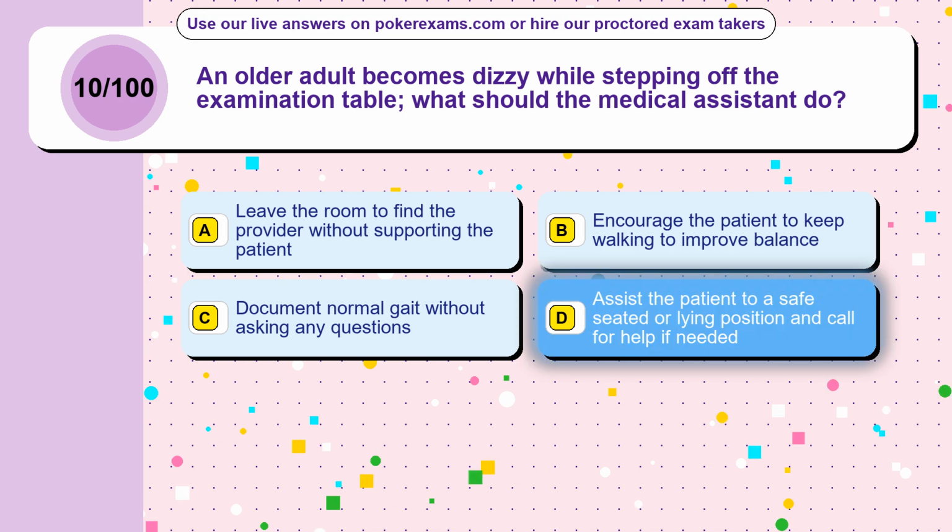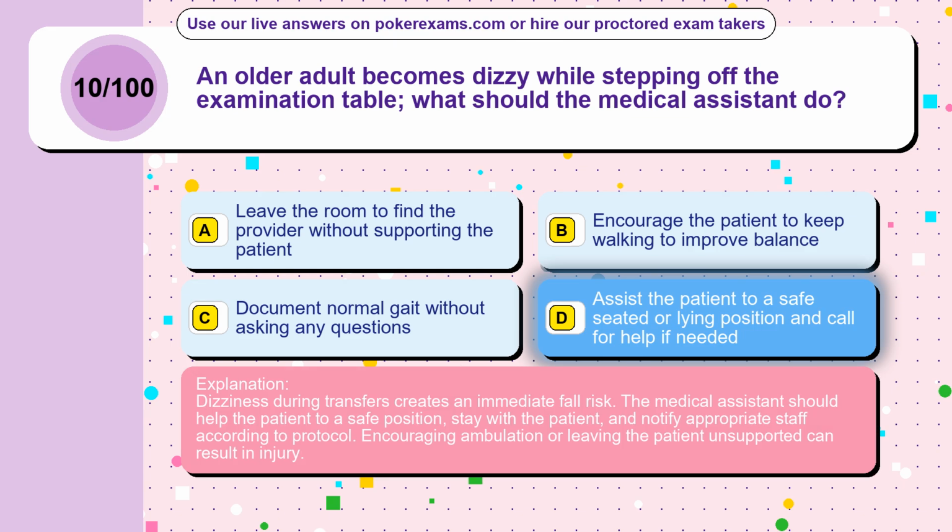The correct answer is option D, assist the patient to a safe seated or lying position and call for help if needed. Dizziness during transfers creates an immediate fall risk. The medical assistant should help the patient to a safe position, stay with the patient, and notify appropriate staff according to protocol. Encouraging ambulation or leaving the patient unsupported can result in injury.